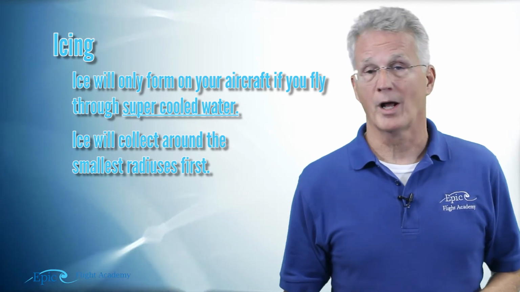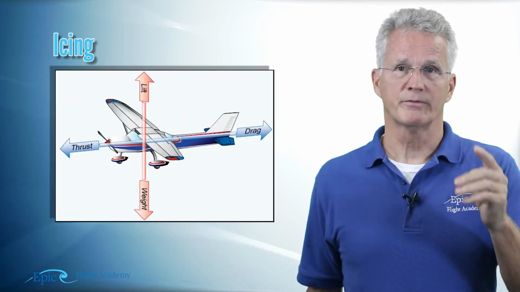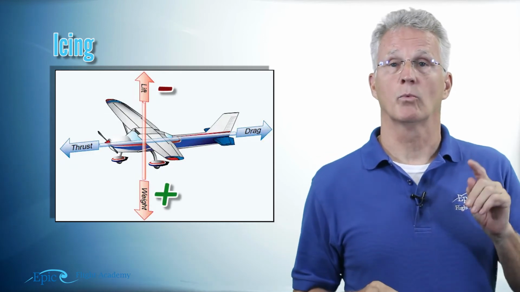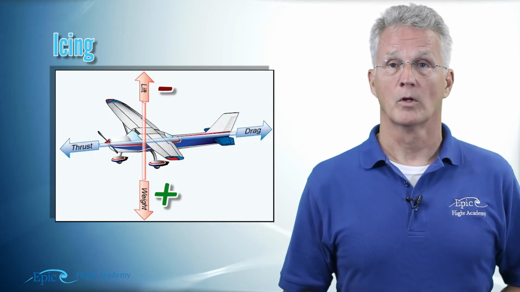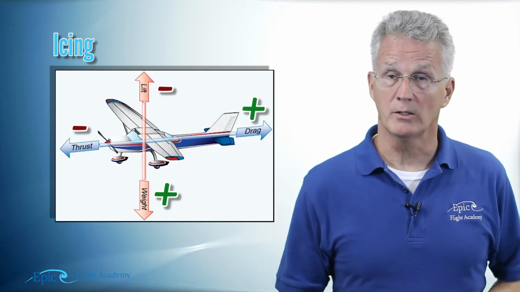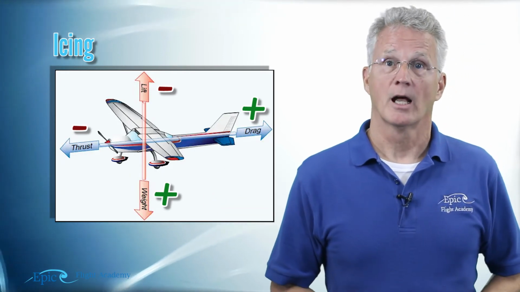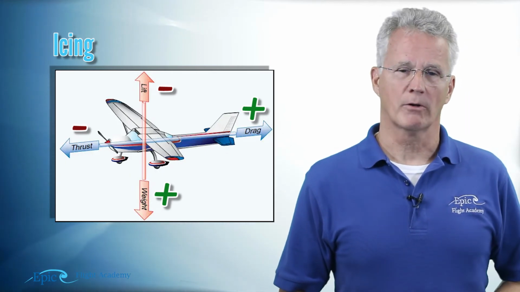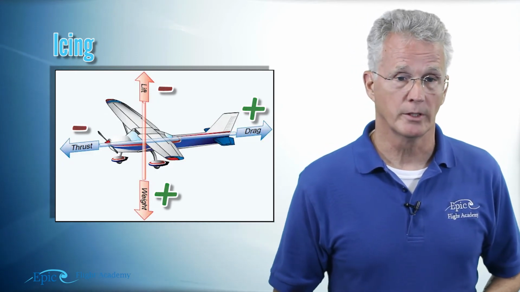When it does form on our aircraft, I want you to think of the four forces: lift, weight, thrust, and drag. Lift will be decreased and weight will be increased, the exact opposite of what we want. Thrust will be decreased and drag will be increased, again, the exact opposite of what we want. So this icing that forms on the aircraft can potentially be very hazardous. It comes generally in three forms: rime, clear, or mixed.